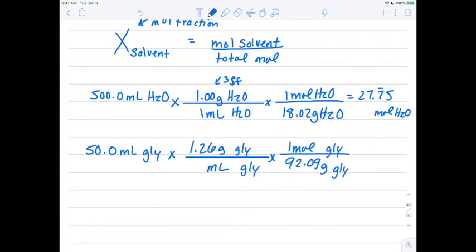All right, so I'm going to take 50 multiply 1.26 and divide 92.09, and it looks like 0.68, I'm going to go ahead and say 0.684 moles of glycerin, right, like so. All right, so any questions on how we got our moles of water or our moles of glycerin?